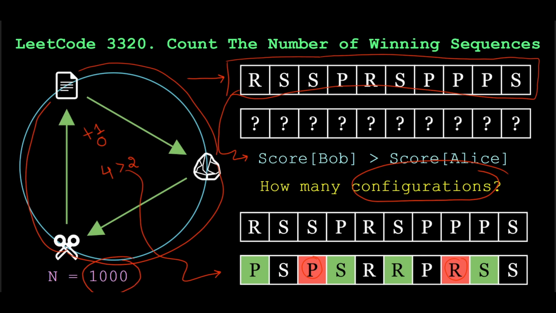Take a minute to pause this video and think of a solution before you watch further. This problem is essentially a rewording of LeetCode 3320, Count the Number of Winning Sequences, which appeared as the third problem in a recent LeetCode contest.